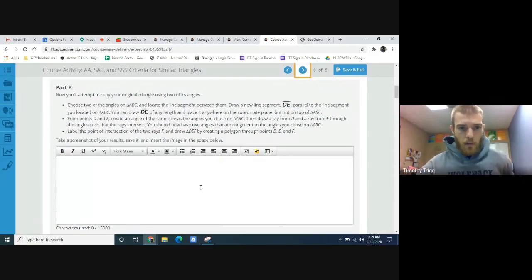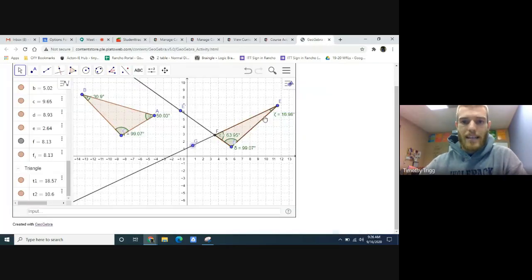Choose 2 of the angles on triangle ABC and locate the line segment between them. Draw a line segment DE parallel to the line segment you located on triangle ABC. You can draw DE of any length and place it anywhere on the coordinate plane, but not on top of triangle ABC. So the main difference here is that DE needs to be parallel. So I'm going to make DE parallel to AC.